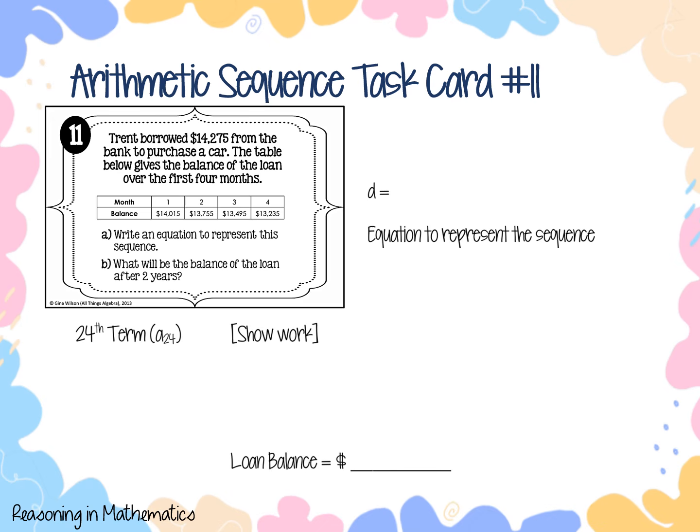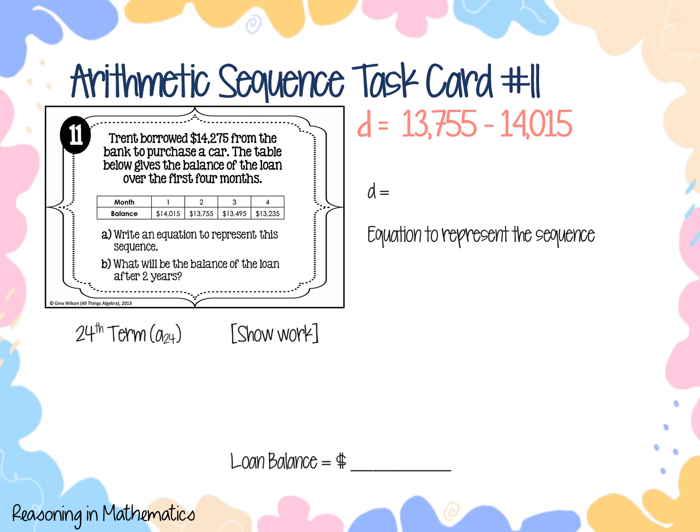Trent borrows $14,275 from the bank to purchase a car. The table below gives the balance of the loan over the first 4 months. So we have an initial value there in our table. And we are finding our formula, and we want to know the value or the balance of the loan after 2 years, which if this is monthly, it's 24 months in 2 years.